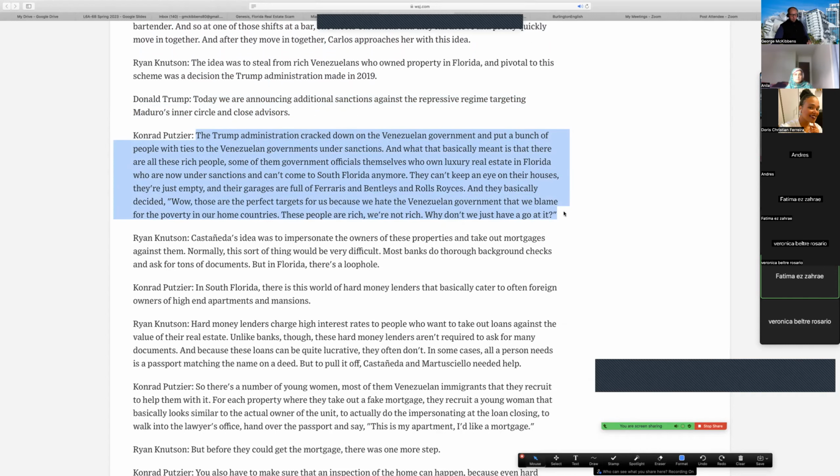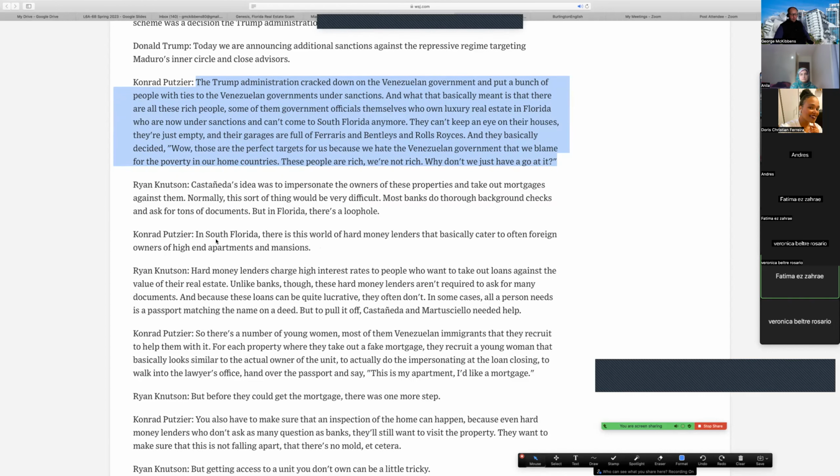The Trump administration cracked down on the Venezuelan government and put a bunch of people with ties to the Venezuelan government under sanctions. And what that basically meant is that there are all these rich people, some of them government officials themselves, who own luxury real estate in Florida, who are now under sanctions and can't come to South Florida anymore. They can't keep an eye on their houses. They're just empty. And their garages were full of Ferraris and Bentleys and Rolls Royces. And they basically decided, wow, those are the perfect targets for us because we hate the Venezuelan government that we blame for the poverty in our home country. These people are rich. We're not rich. Why don't we just have a go at it?